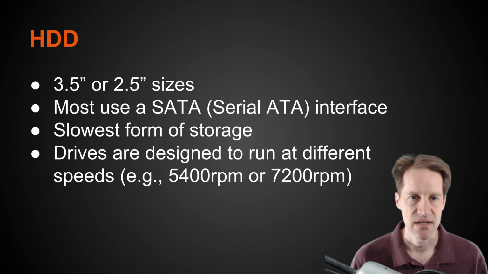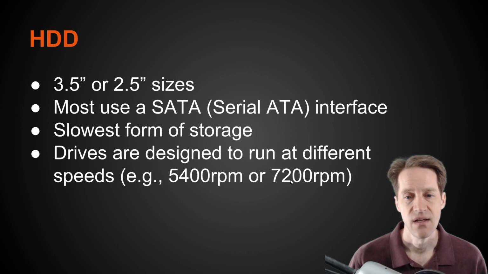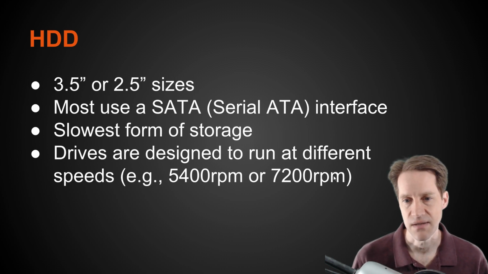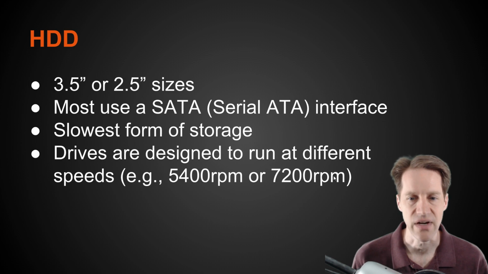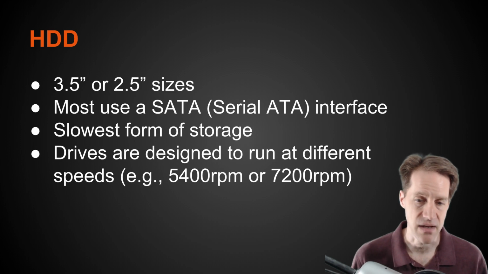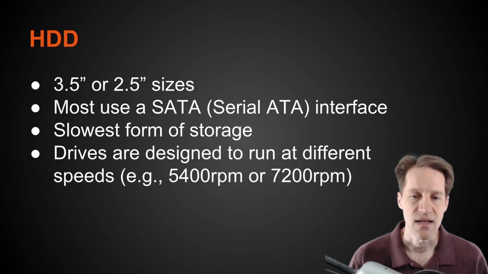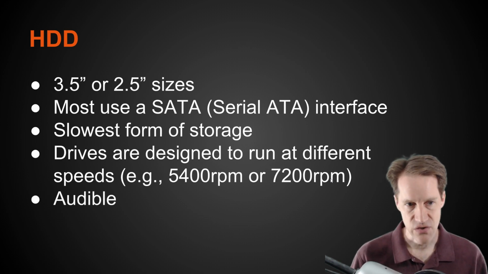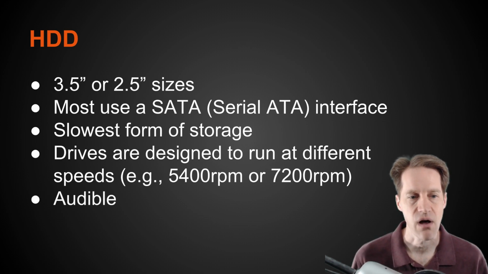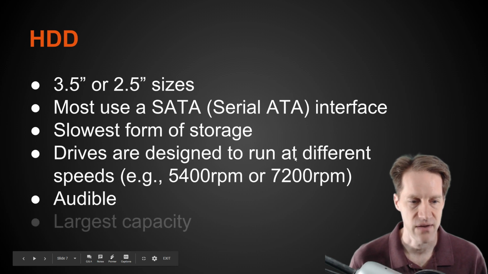Now, these drives, because they're physically spinning disks, are designed to run at different speeds. So a laptop may have it at 5,400 revolutions per minute. Some desktops, you can get higher speed ones that are 7,200 RPMs, and some ones that are used for servers go even higher. Now, with that speed, you get a little bit of a higher transfer rate. But a downside to that is that it also creates more noise. So that's the other thing about hard disk drive, is that they are typically audible, whereas an SSD is silent. So there is a noise present with a hard disk drive.